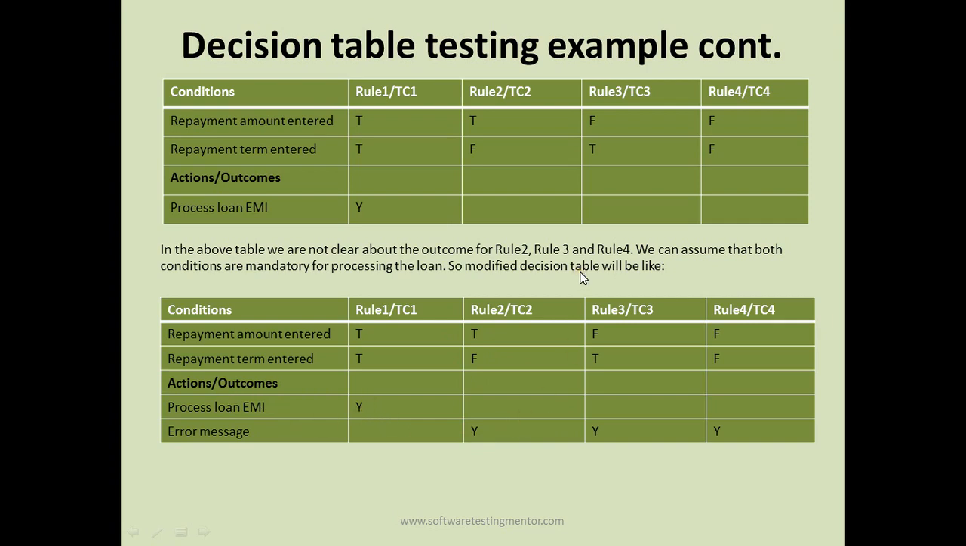So the modified decision table will look like this: if both of them are true, then process loan EMI. If any of them is missing, then a proper error message should be displayed. So here both of them are missing, then an error message is displayed. If amount is missing and term is entered, then an error message should get displayed. And if amount is entered but term is missing, then an error message should get displayed. So that's how you remove the ambiguities as well.